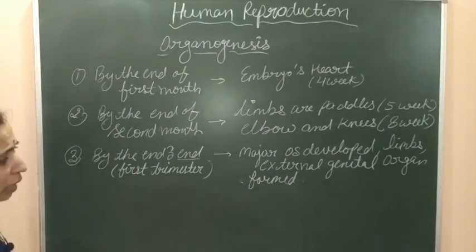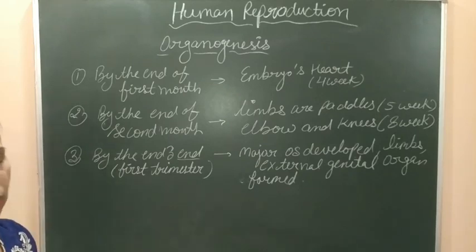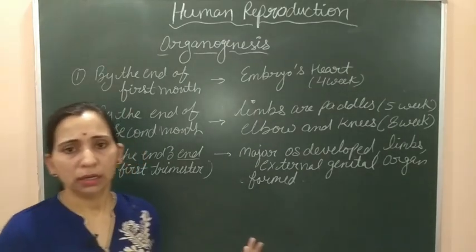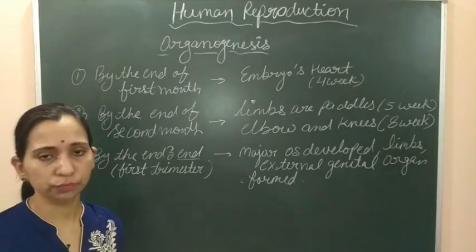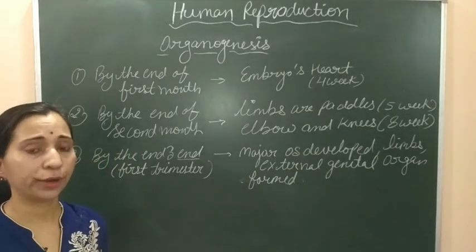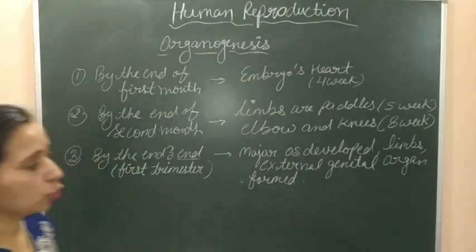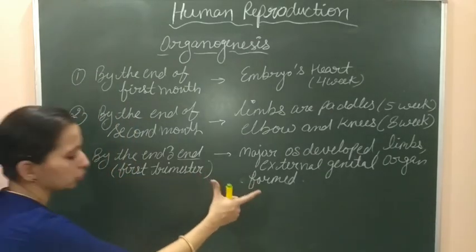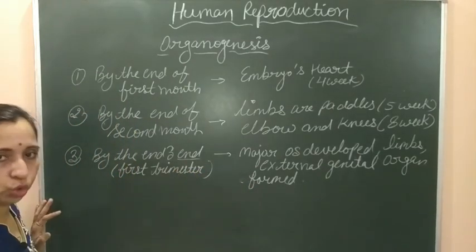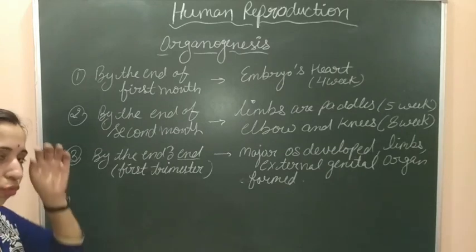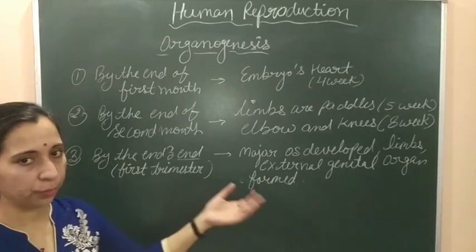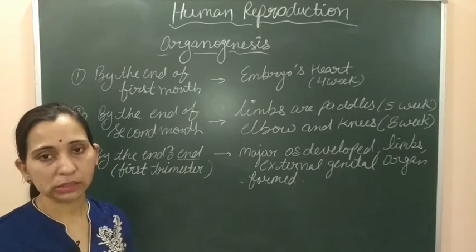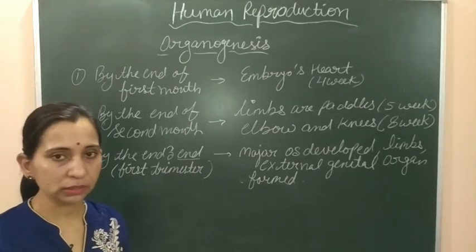उसके अलावा भी बहुत सारे changes हैं जो कि हम देख सकते हैं, like in the pancreas, जो islands of Langerhans होते हैं उनका development start हो जाएगा. Thyroid, parathyroid glands की formation start हो जाएगी. Thymus gland will also start forming. So these are some other changes, like the islands of Langerhans in the pancreas are formed.